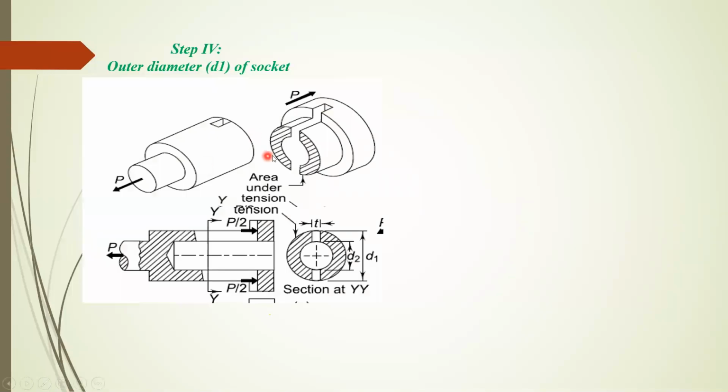Then step number 4 is to calculate the outer diameter of the socket. Here in this diagram we have to calculate D1. You can see the diagram here. Again, the socket may fail due to tensile failure. So we have to find the tensile stress here, and based on that tensile stress we have to find this diameter D1. D2 we calculated in the previous step. T we also know from step number 2, the value of T calculated by the empirical relation. T is the thickness.